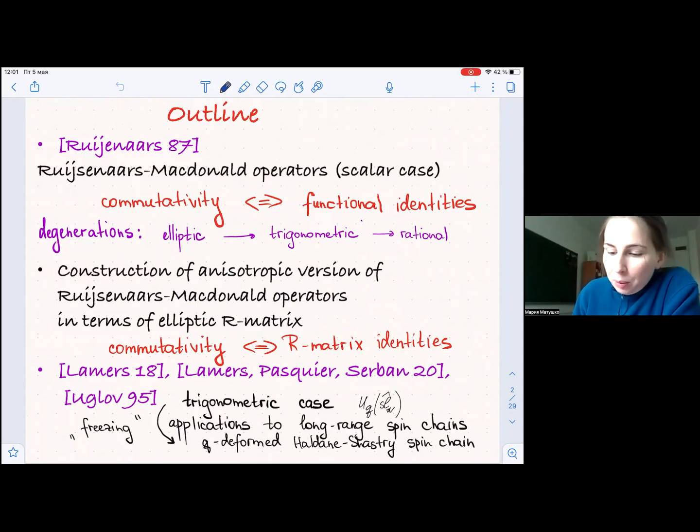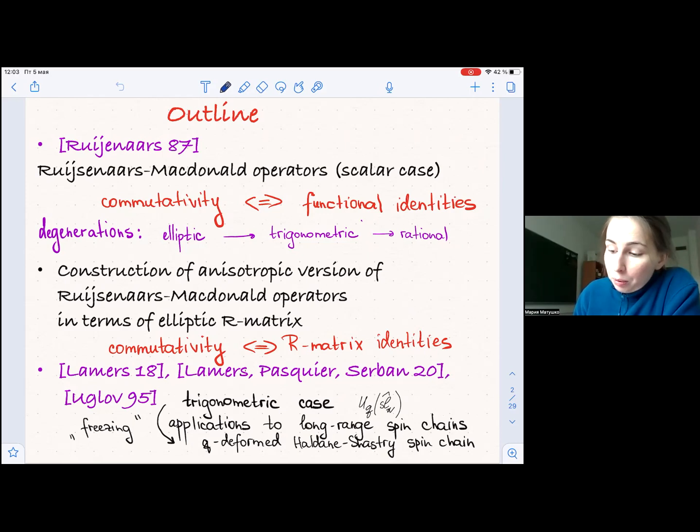Firstly, I will talk about the scalar Ruijsenaars model, the quantum case. The classical case was introduced by Ruijsenaars and Schneider, and then Ruijsenaars in '87 proposed its quantum version. We know it is a set of commutative operators, which we call Ruijsenaars operators, or in the trigonometric case, Macdonald operators. And Ruijsenaars proved that the commutativity of these operators is equivalent to a set of functional identities.